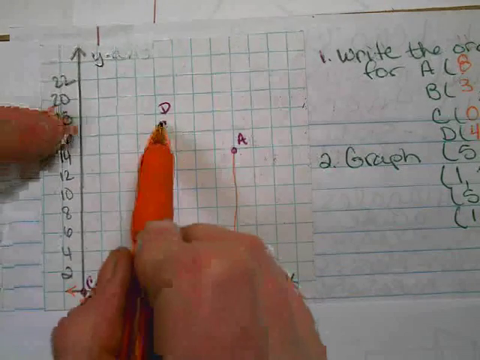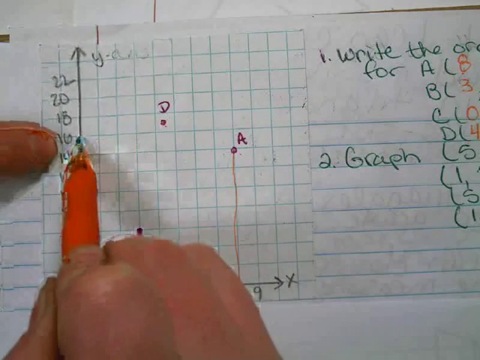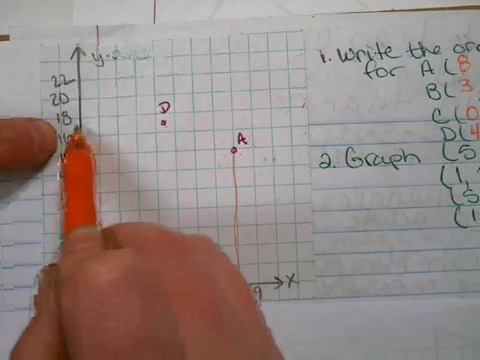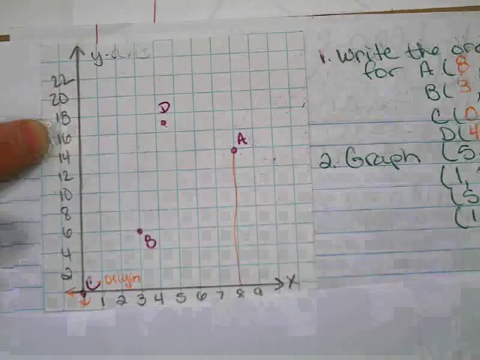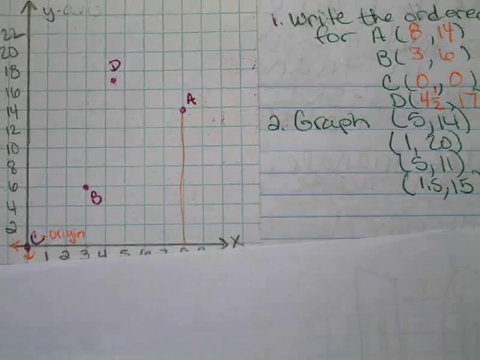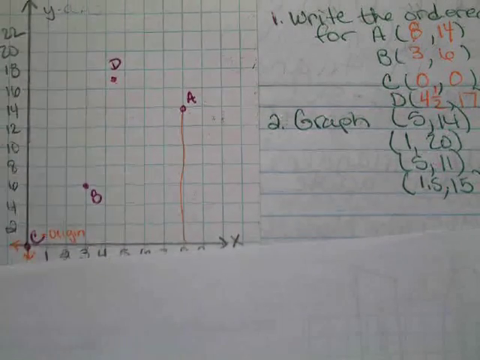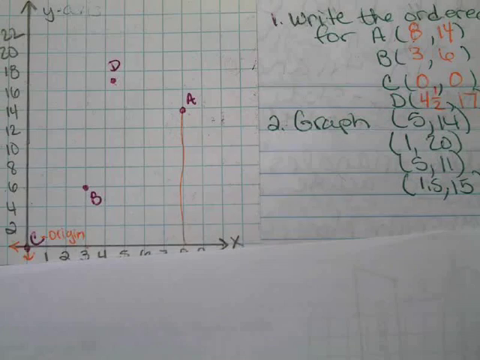And then I need to come over here to the y-axis, and it goes to the y-axis between 16 and 18, so that would be 17. So the coordinate for D was 4.5, 17. So we need to be able to name the points on a coordinate system. We also need to be able to plot the points on a coordinate system.